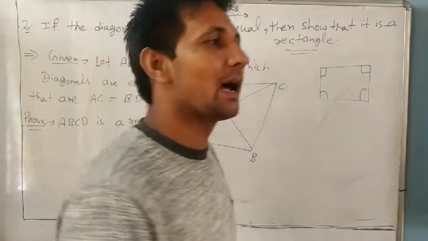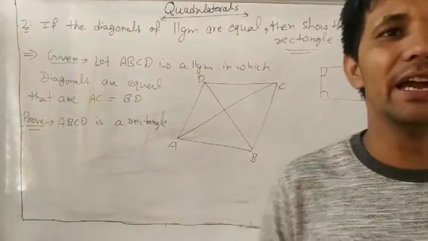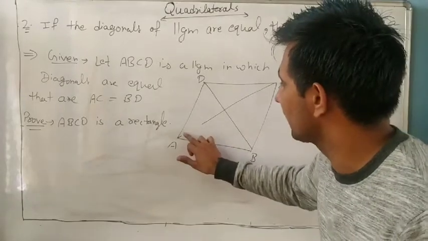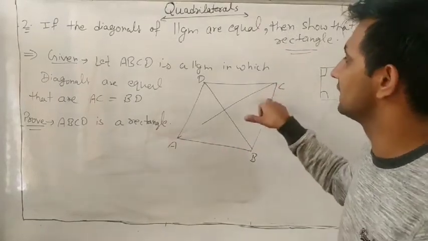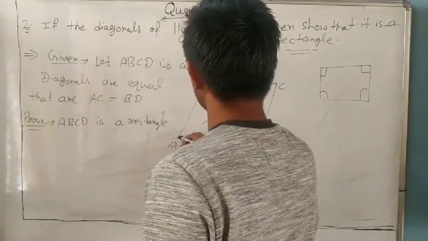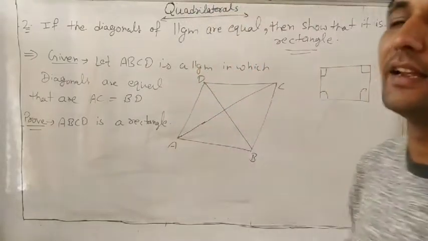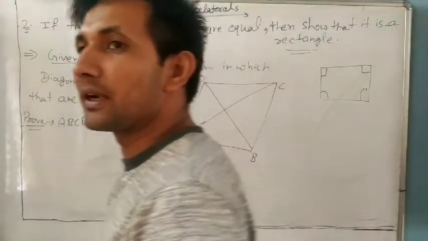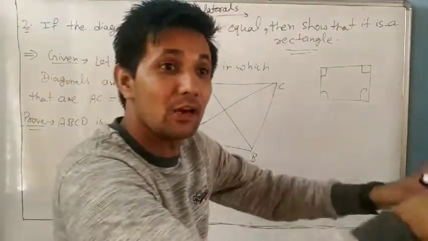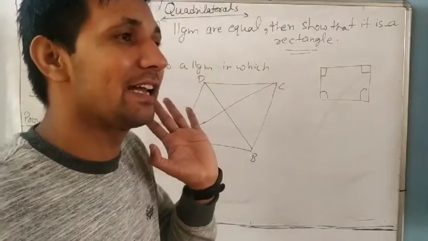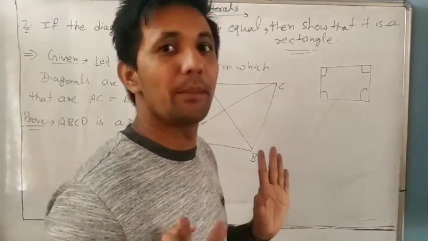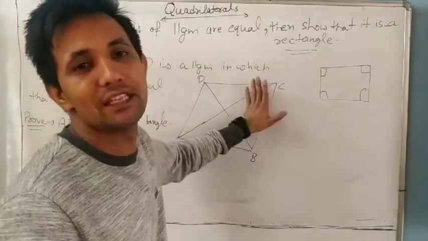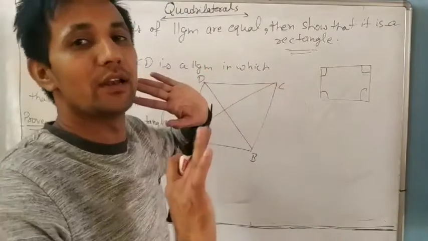But in parallelograms, each angle is not 90 degrees. Anyhow, if we prove that angle A is 90, angle B is 90, angle C is 90, angle D is 90, what can we say? That ABCD is a rectangle, because we know the rectangle property. A rectangle is a parallelogram. Everyone knows a rectangle is a special type of parallelogram. It is already given as a parallelogram, so we do not need to show that ABCD is a parallelogram. Already given. Understand or not?